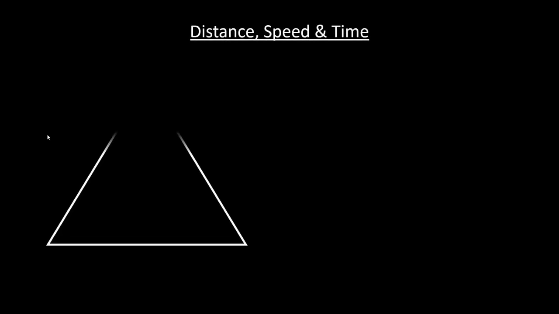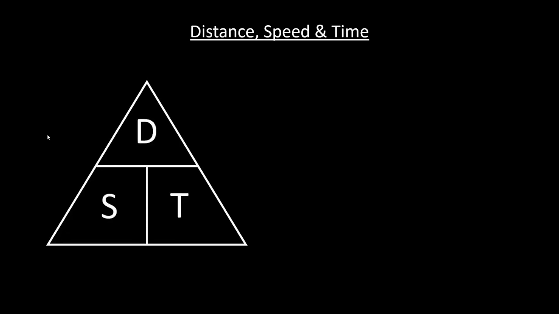Now what we've got then is we're going to show you a little triangle there with the letters D, S and T. D for distance, S for speed, T for time. Now you're probably wondering, what is all that about? Well, this will help us get the formulae for distance, speed and time. Now whichever one you want to know, you cover up, and the triangle will help you get the formula for that one.